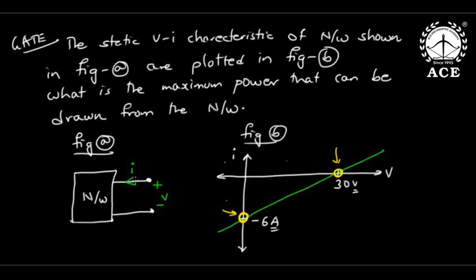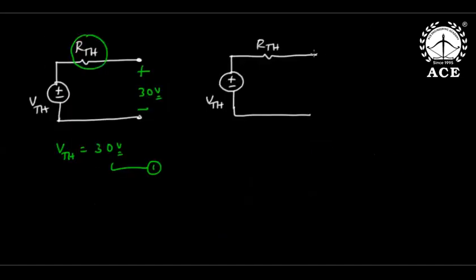Give the direction entering the box as plus. But -6 means the opposite direction, so it should leave the box. So this operating point tells us voltage is 0, current is -6, meaning the actual current goes this way. Voltage 0 means shorted, current -6 means it is going this side. So what other equation can you observe here? VTH is equal to 6 RTH.